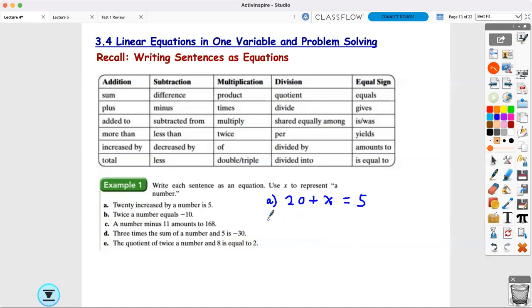B, twice a number equals -10. Twice is times 2. A number is x, so 2 times x, or 2x equals -10. C, a number, which is x, minus 11 amounts to 168.